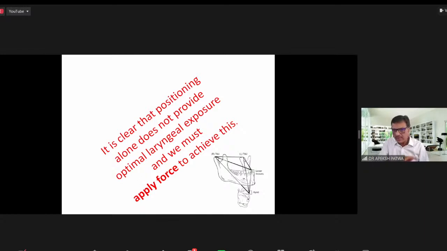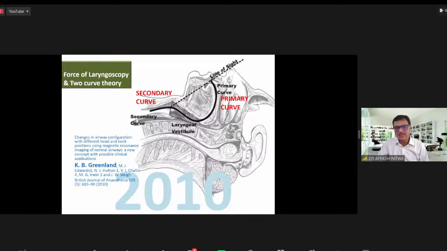So it's very clear that position alone does not provide optimal laryngeal exposure. We must apply force to achieve optimal exposure. So it's now clear that we need to apply force for direct laryngoscopy. Is it possible to reduce the requirement of force? Yes. How? Look at this.